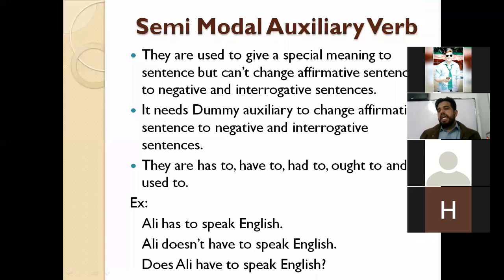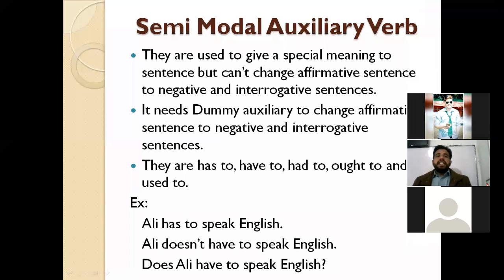So doesn't is actually a helping verb. Likewise, does Ali have to speak English? So we changed the same affirmative sentence to interrogative, but it also needs a helping verb here, like does at the start of it. So the qualities of a modal auxiliary are two: it creates a special meaning in a sentence, and it also changes an affirmative sentence to negative and interrogative. But as far as semi-modal auxiliaries are concerned, they can change the meaning of a sentence, but are unable to change an affirmative sentence to negative and interrogative. So that quality is not available in it. Let me discuss all the semi-modal auxiliary verbs one by one today.